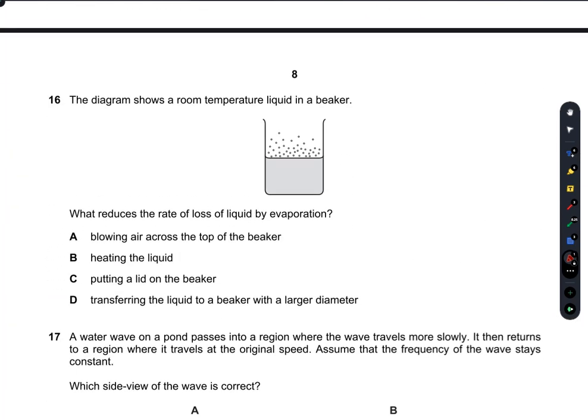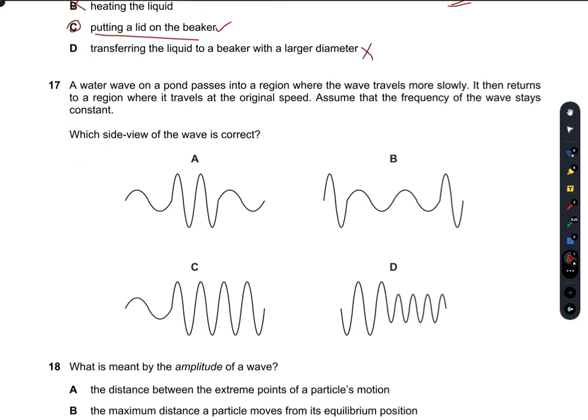The diagram shows a room temperature liquid in a beaker. What reduces the rate of loss by evaporation? So blowing air across the top of the beaker will allow the molecules to escape faster, so A is incorrect. Heating the liquid will provide sufficient energy to break the intermolecular forces of the water. Putting a lid on the beaker would not allow the water molecules to pass out. So C is true. Transferring the liquid to a beaker with a larger diameter means greater surface area, so greater evaporation. So C is your right answer.